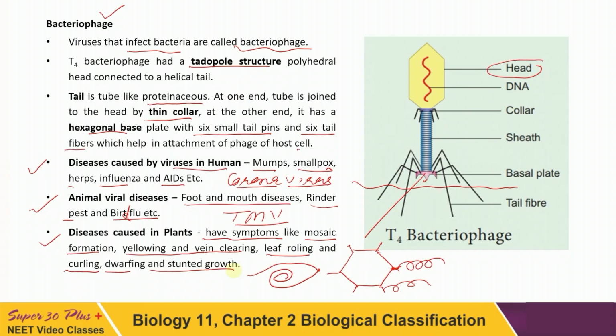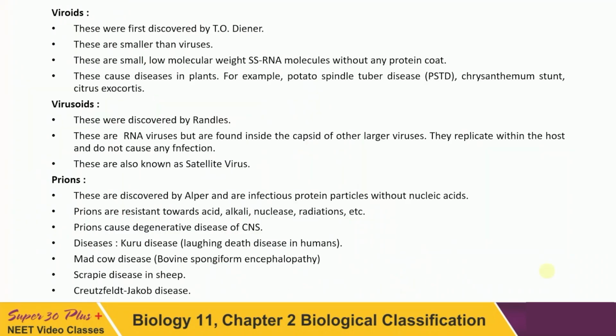So dear children, that was about viruses. Now you have to see some subviral agents, even smaller than viruses. One is the viroid, discovered by T.O. Diener. They are smaller than viruses and have low molecular weight. They have single-stranded RNA and no protein coat. That is, they are made up of only single-stranded RNA.